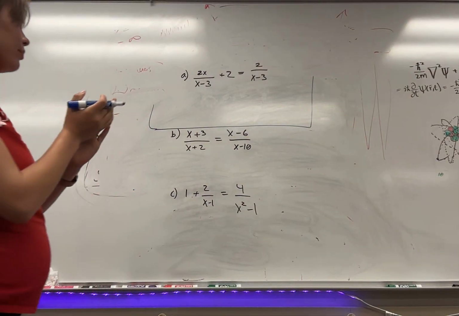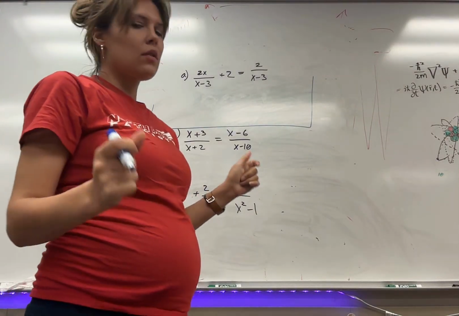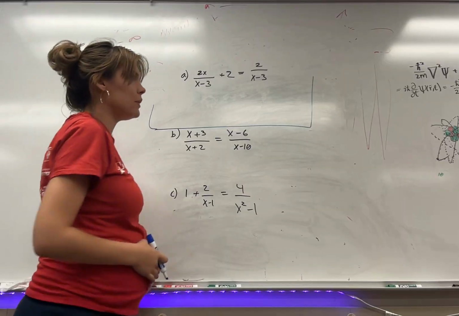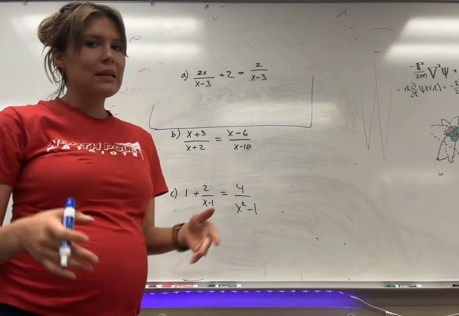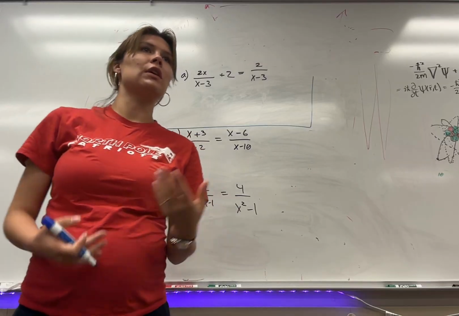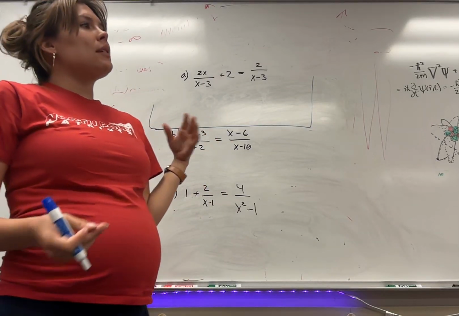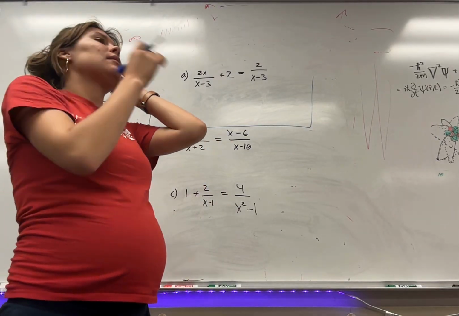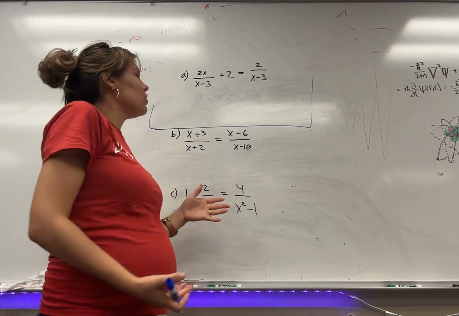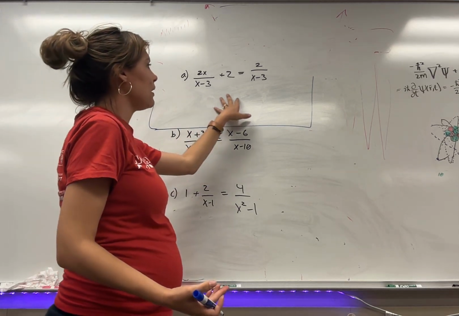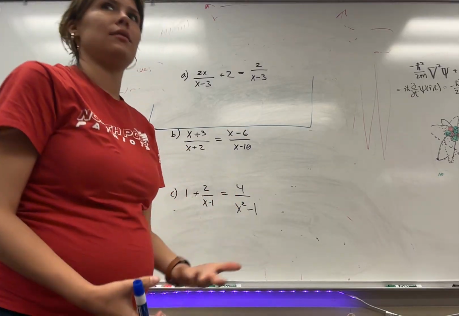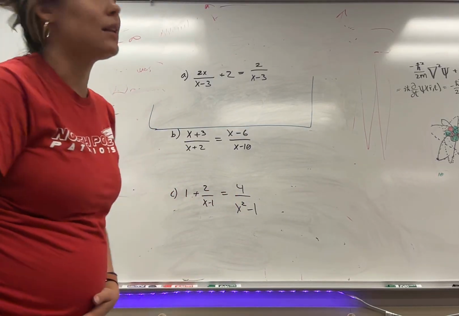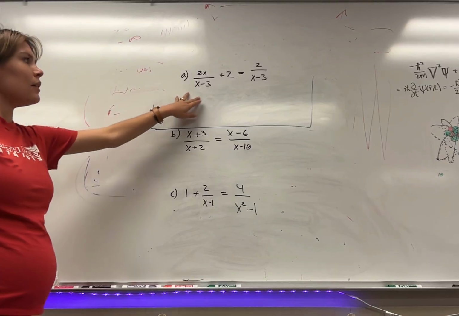Now, first of all, what do we need to do? We need to state the domain. The domain is going to tell us if we have extraneous solutions. Extraneous solution in this context, I believe they're asking you to basically say if there's a solution that is not allowed, say that it's extraneous. It doesn't work.